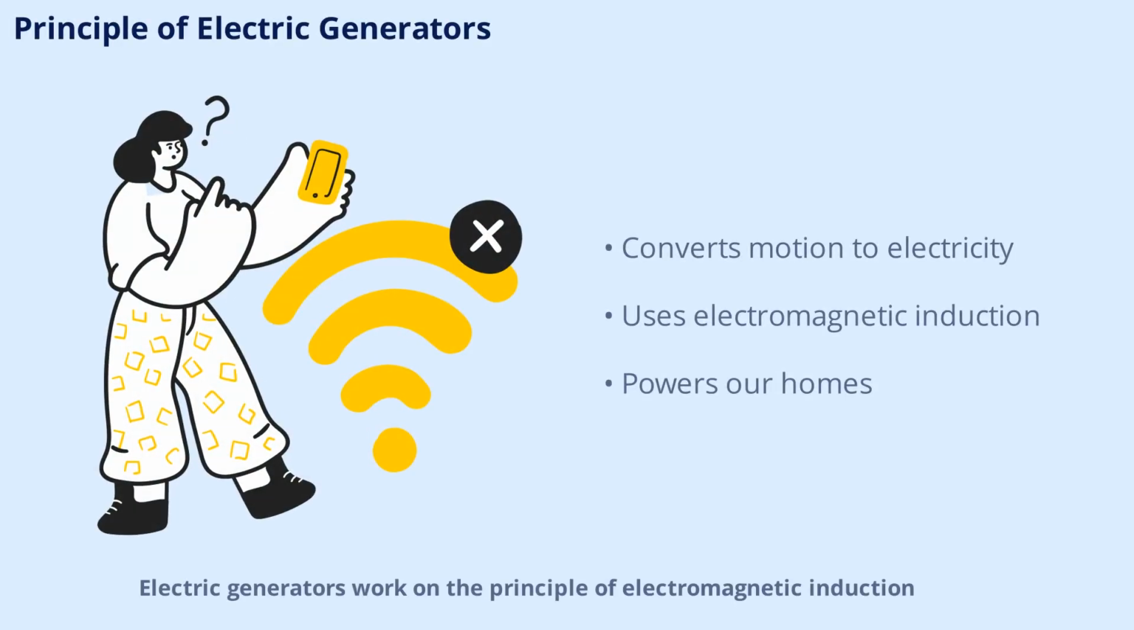Electric generators work on the principle of electromagnetic induction. When a coil rotates in a magnetic field, it cuts through the magnetic lines of force, inducing an electric current in the coil. This process converts mechanical energy, such as spinning a turbine, into electrical energy. Generators are essential for producing electricity in power plants, making them a cornerstone of modern civilization.